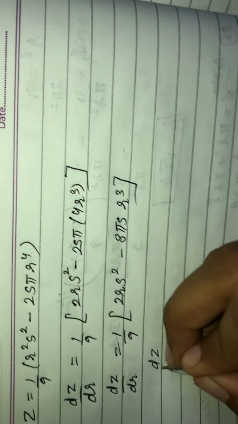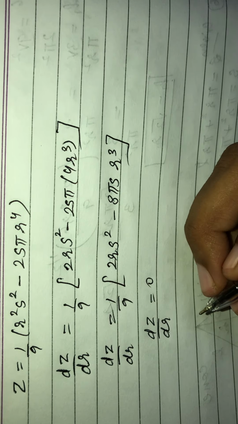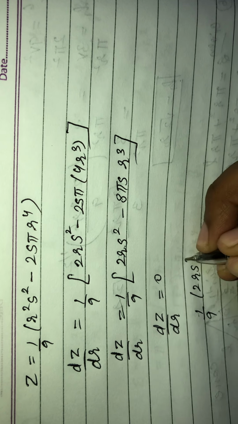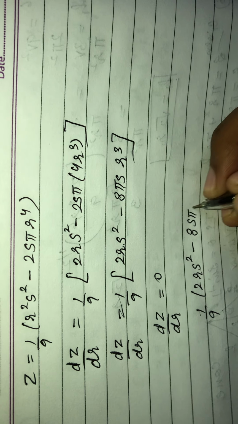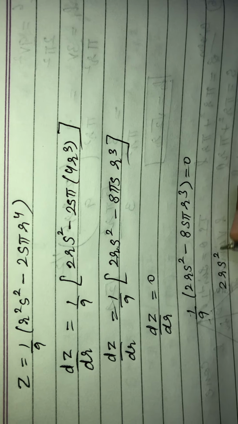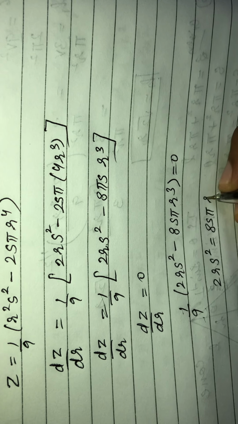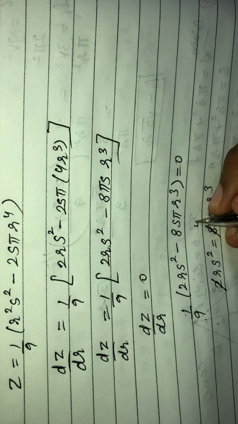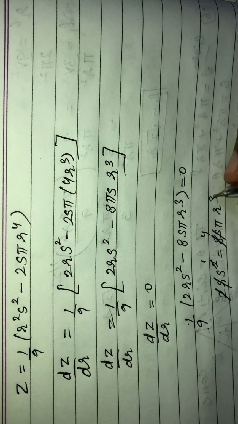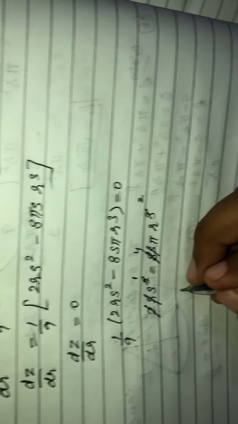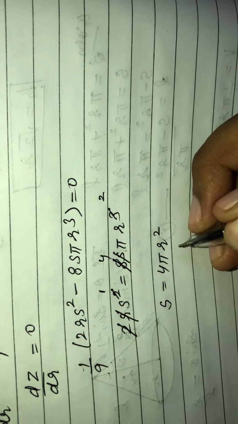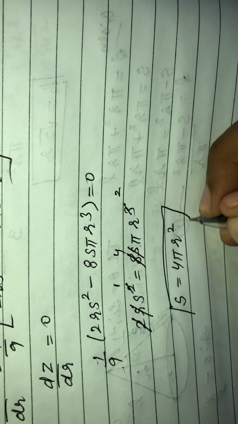Now dz by dr is equivalent to 0. So what you will be getting? 1 by 9, 2r s square minus 8s pi r cube. So you will be getting, this will become 0. 2r s square equals 8s pi r cube. So s will cancel out, r will cancel out, this is 2. So what I am getting, this is s equals 4 pi r square. So I am getting this, so we'll use it.